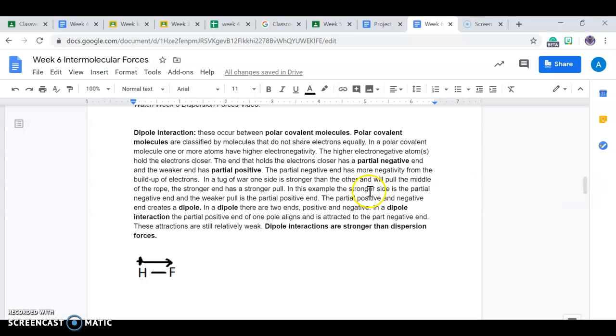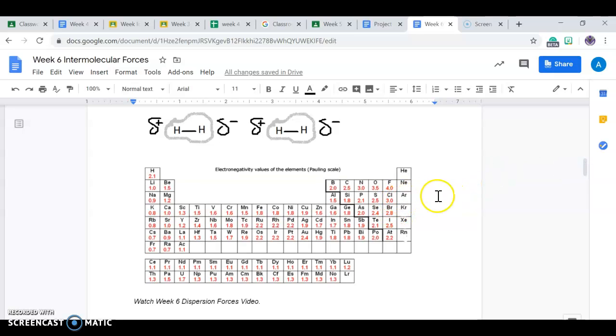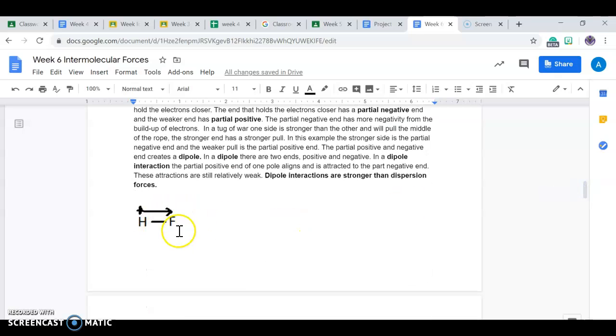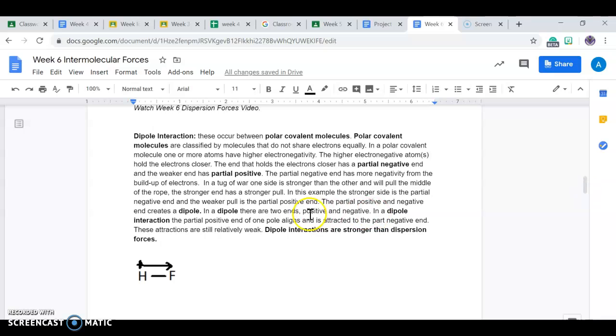Unlike the dispersion forces, this dipole isn't temporary, right? Because they're not sharing the electrons equally. So if we look at hydrogen and fluorine, they have a high difference in electronegativity, right? 1.9, almost ionic. So fluorine here is holding it together, and we draw this little partial positive arrow towards the fluorine to indicate that fluorine holds those electrons closer. It's stronger than dispersion force because the dipoles aren't temporary, okay?